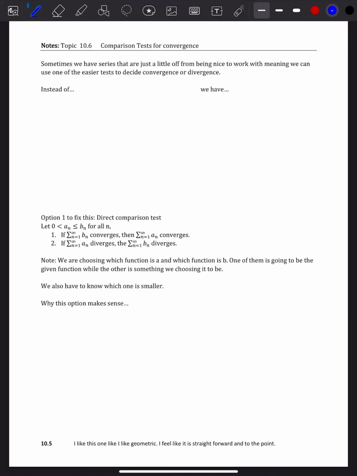Today we're going to be talking about the comparison test for convergence. It can also tell us something about divergence too. So we're going to be talking about what's called the comparison test.